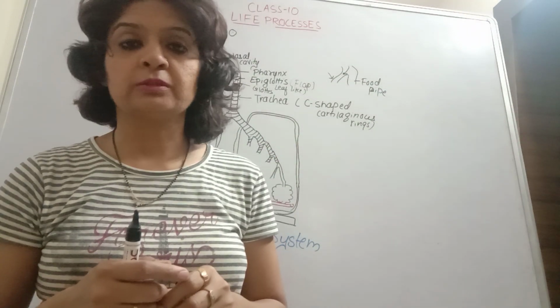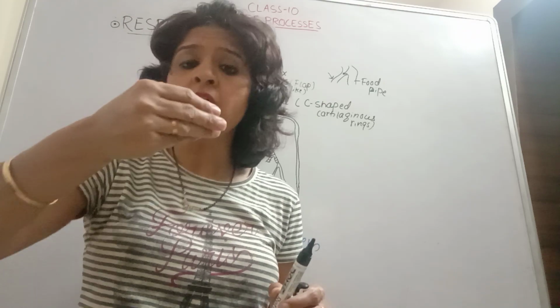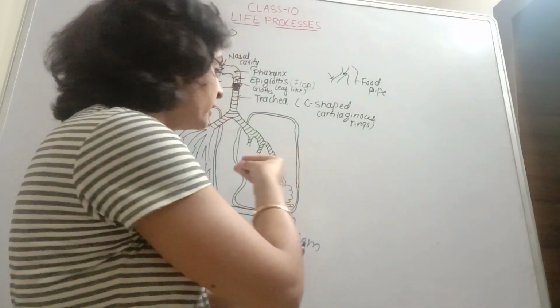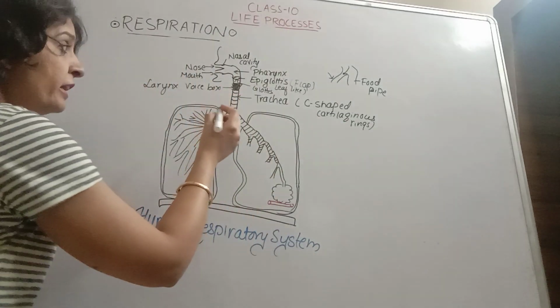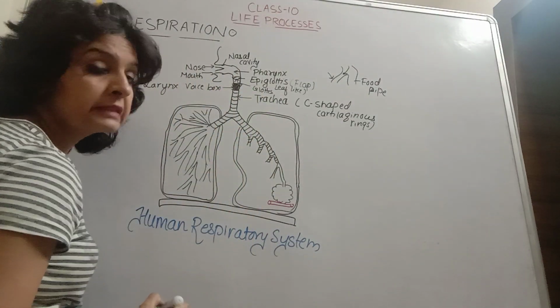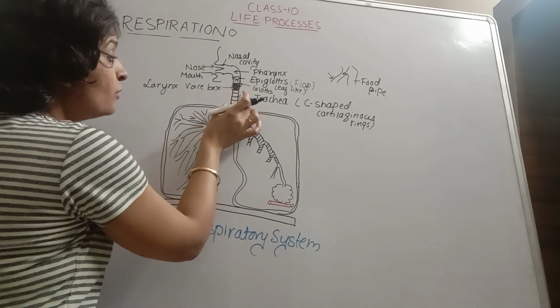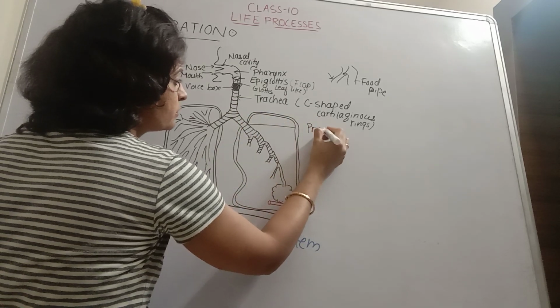If air is passing through the pipe, it can shrink off, and if it shrinks, the lungs will die off. So to prevent that, what is present? These cartilaginous rings are present. Now this trachea leads to the primary bronchi.